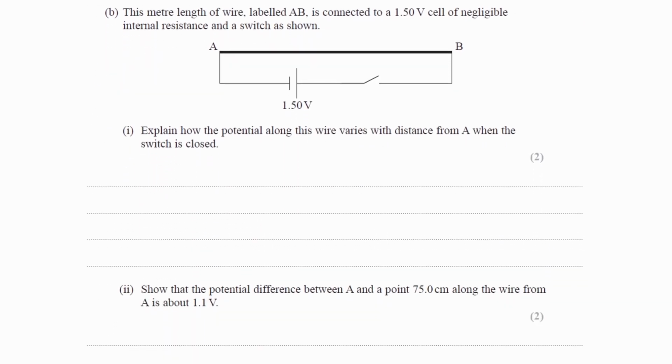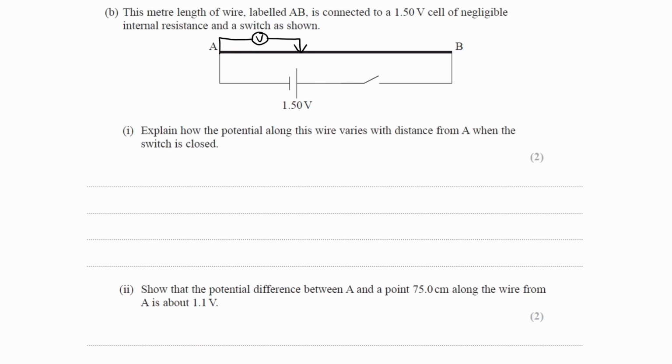For part B, part 1, we have a wire. It's the same wire as before, so it's a meter long wire. The question is asking us to explain how the potential along the wire varies with distance from A when the switch is closed. So if we were to connect a voltmeter, one terminal at A, and another terminal, a sliding terminal, and move this terminal from A all the way along to B, then what we would pick up is the potential along the wire as distance varies from A, which is what the question is asking for.